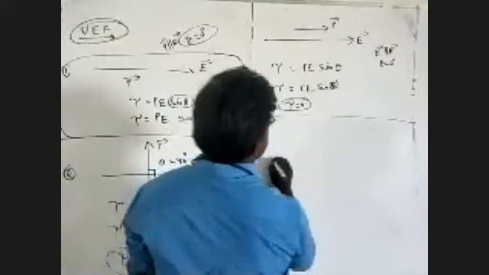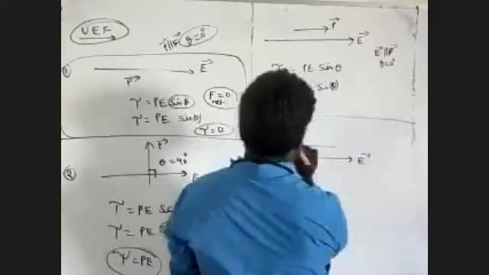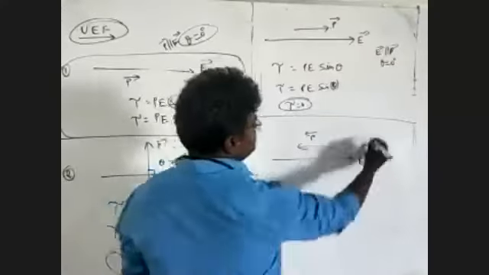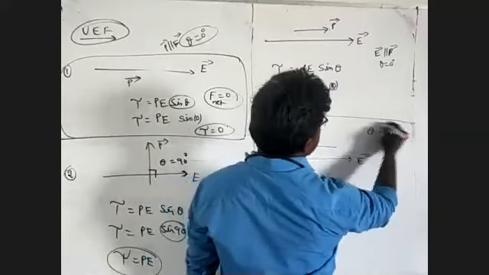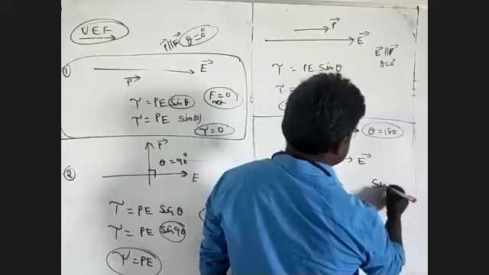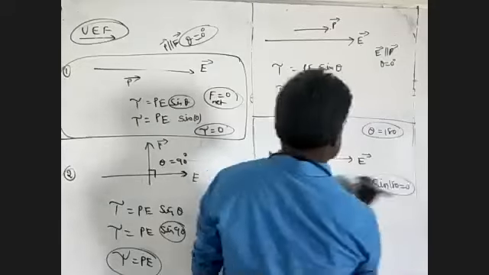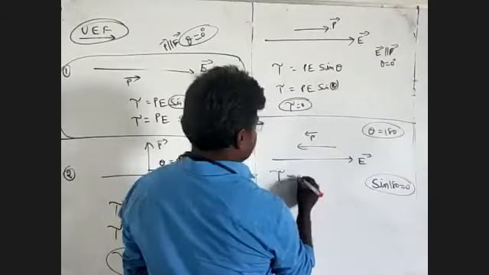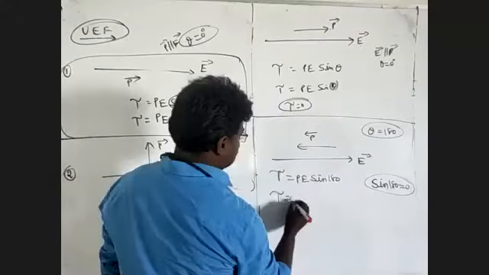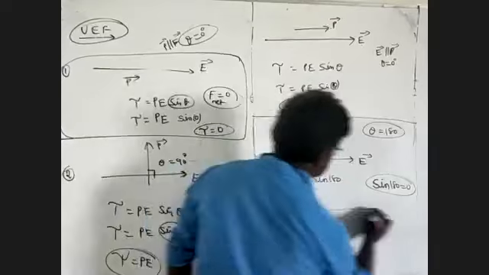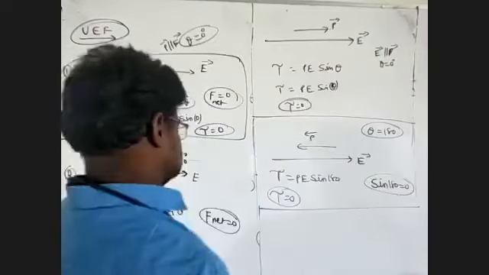Now second case, this is E bar, this is P bar. Now theta, the angle between the two, is 180 degrees. Sin 180 is equal to 0. Tau is equal to PE sin 180, and sin 180 is 0. So tau is equal to 0 also.